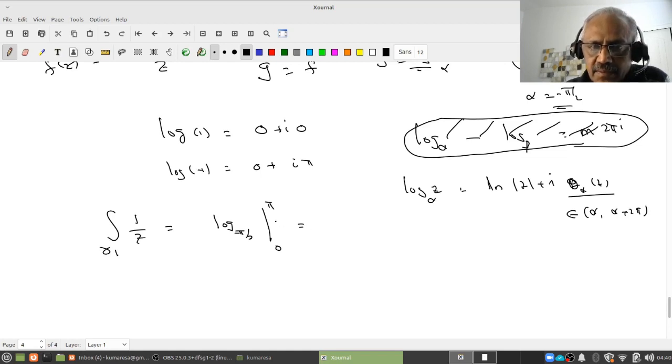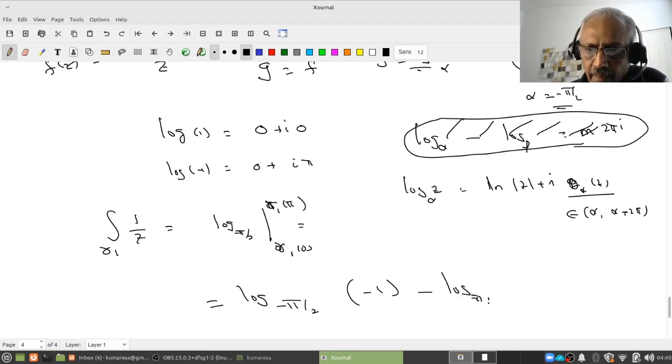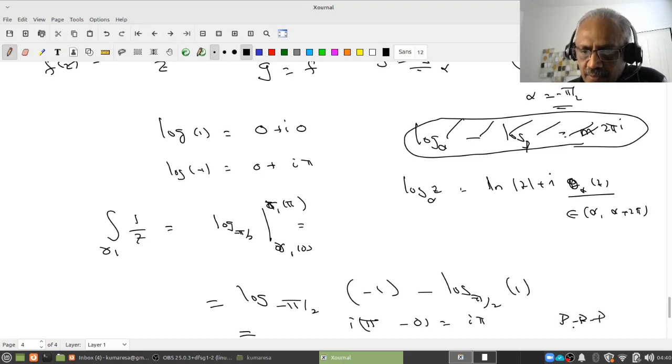That is, between gamma 1 of 0 and gamma 1 of pi. That is logarithm minus pi by 2 of gamma 1 of pi, which is minus 1, so log of minus 1 minus log of 1, and this is I times pi minus 0, that is I pi. Pause, review, proceed.